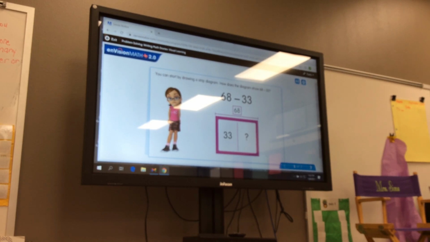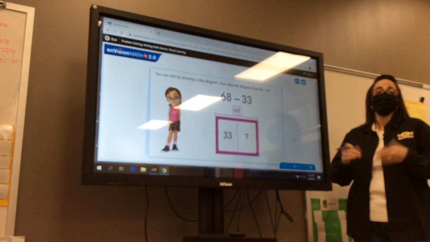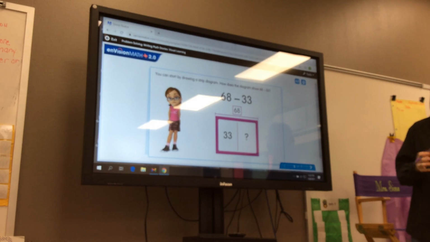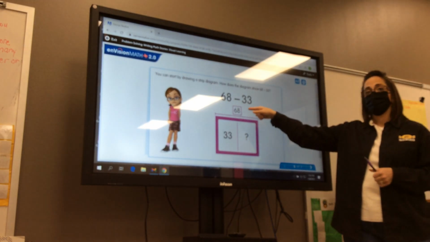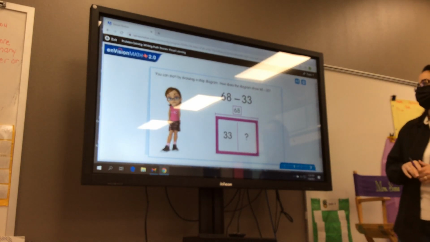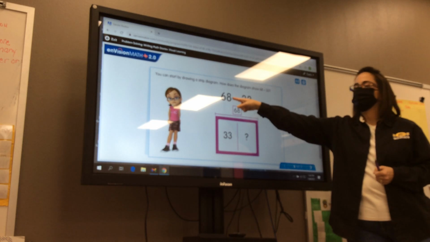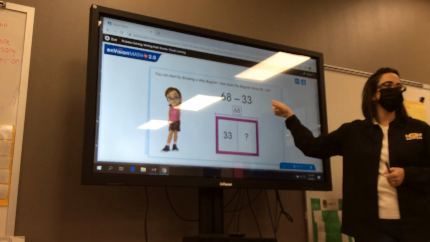All right, you can start by drawing a strip diagram. How does the diagram show 68 minus 33? Okay, this time we're looking at subtraction, right? So we know we have a whole and a part, so we must subtract. Okay? So the diagram shows us the whole and the part. We start with the whole when we subtract, then we take away a part.